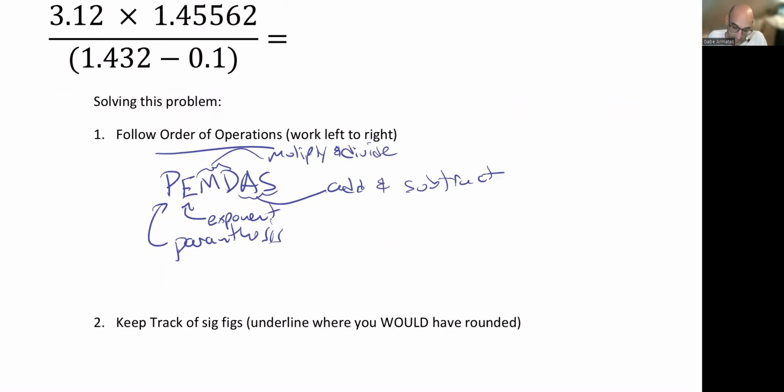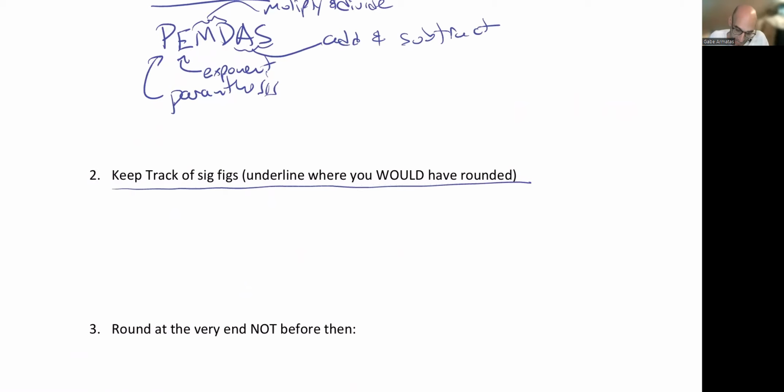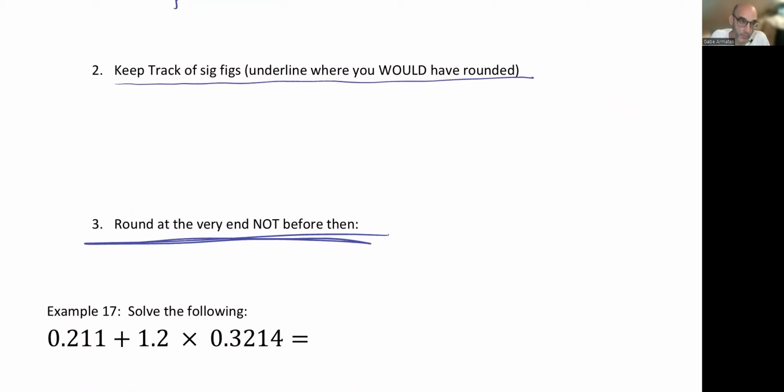Okay, what we tend to do is we keep track of sig figs along the way. We underline where we would have rounded, and then at the very end, we are going to round. So we're going to do this problem, and please keep track. First of all, we're going to follow the order of operations, doing one operation at a time. Every single time I do an operation, I'm going to underline where I would have rounded, but I'm going to take everything that's in my calculator.